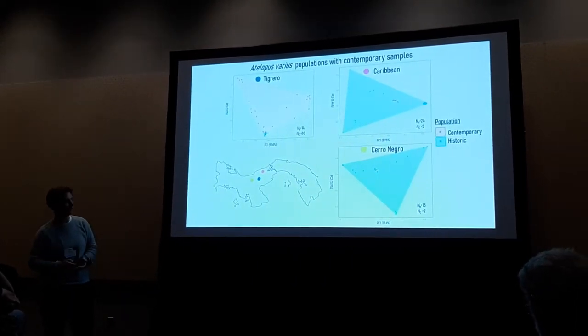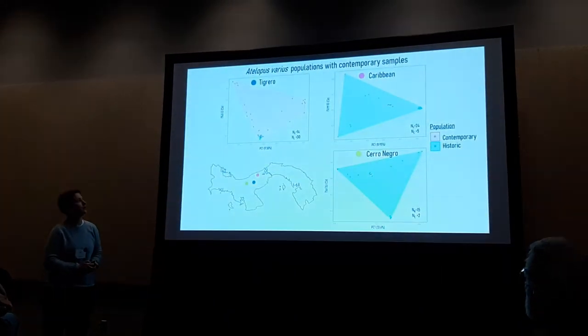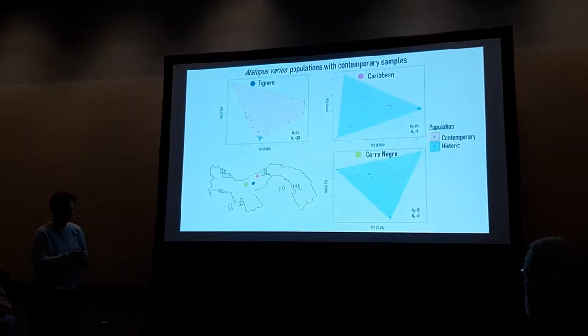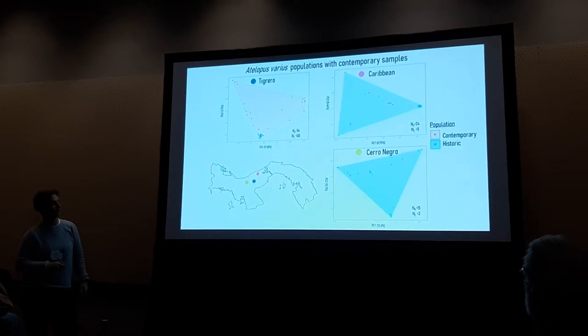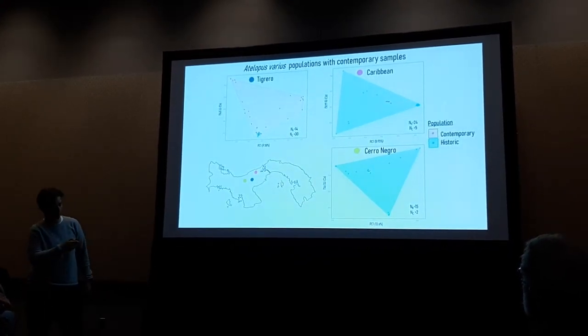If we take a closer look at some of these specific populations where we have survivors, we're looking at three here where we have our most samples. There are two interesting patterns going on. On the right, we have two populations here.